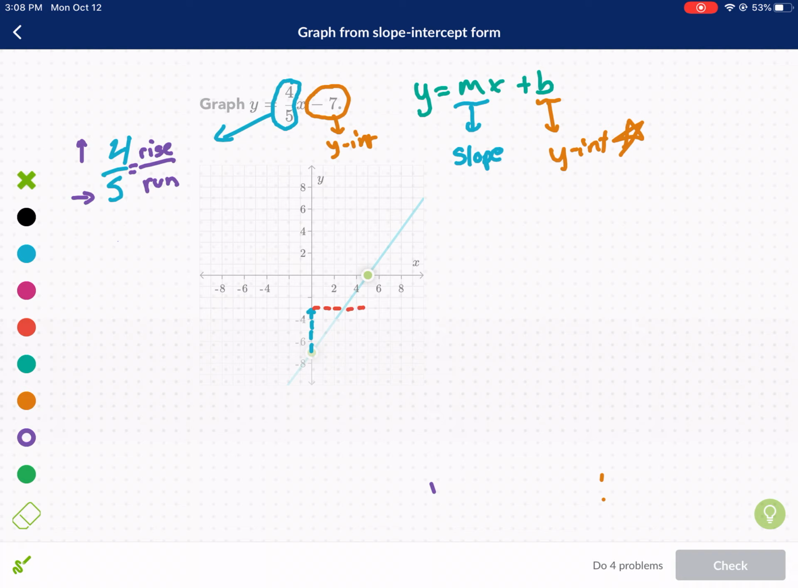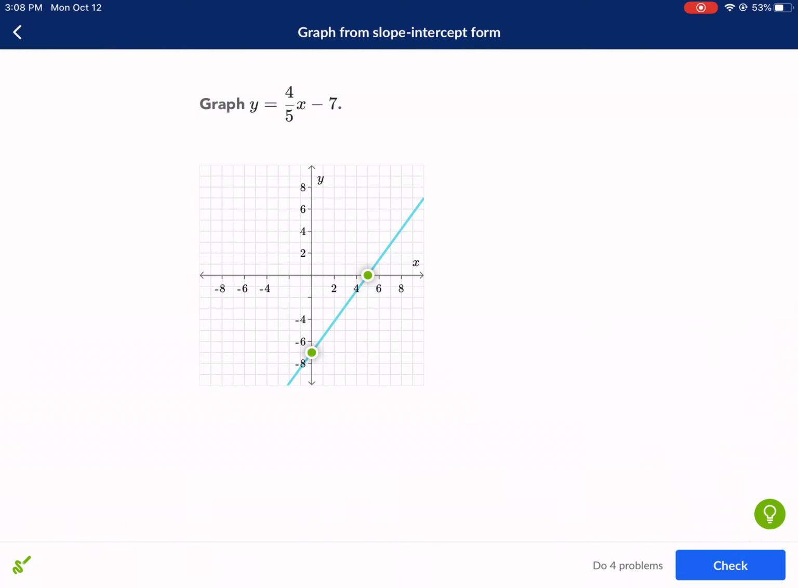So I need to put that green dot right there. Okay, and that's the point. It's not super important, but that's the point 5, -3. So I need to move that there to 5, -3, boom, because that's up 4 and that's over 5, okay? And let's check it.